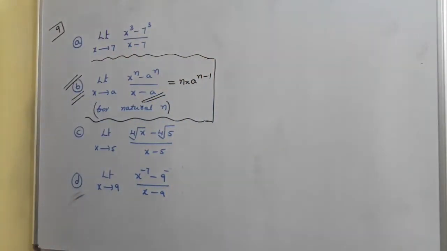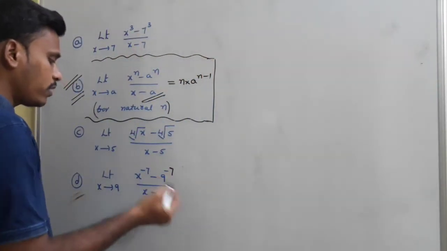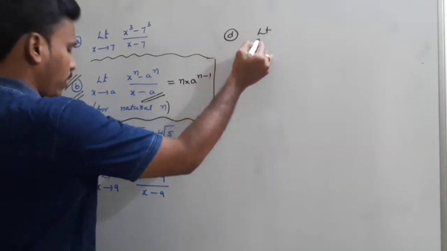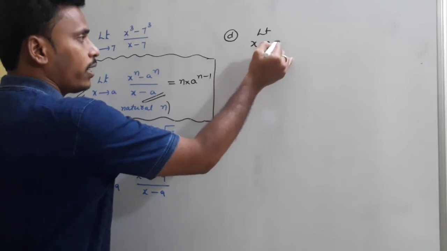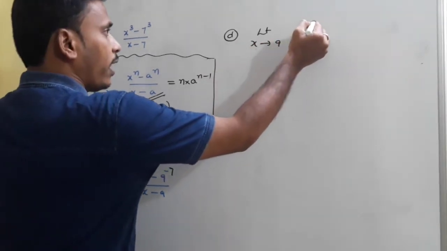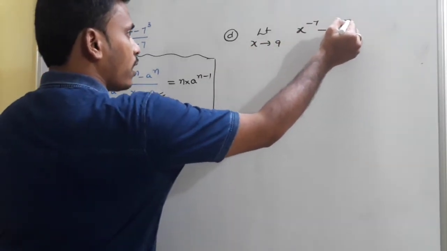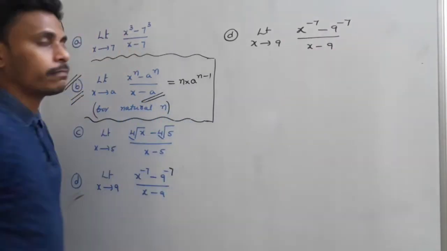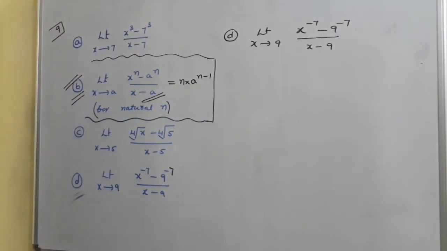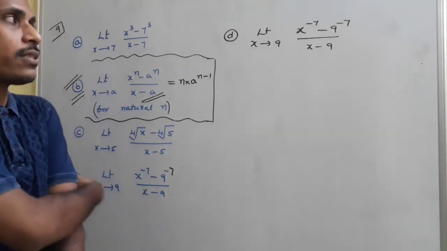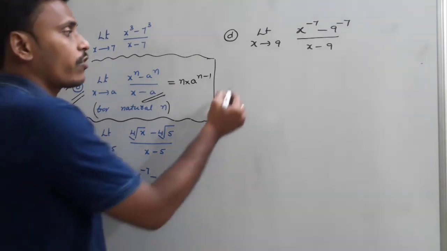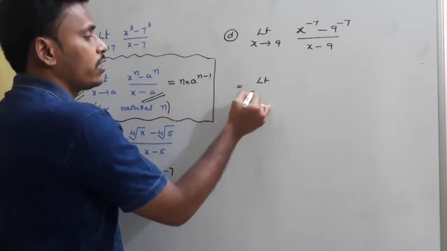Again, to solve this bit, first of all, the problem is in terms of x, and to solve it, I will convert it into some other variable. You may say it as some y. Limit x tends to 9, x power minus 7 minus 9 power minus 7 divided by x minus 9. So what I need to do? What is x power minus 7? Basically x power minus 7 is 1 by x power 7. Is it right?